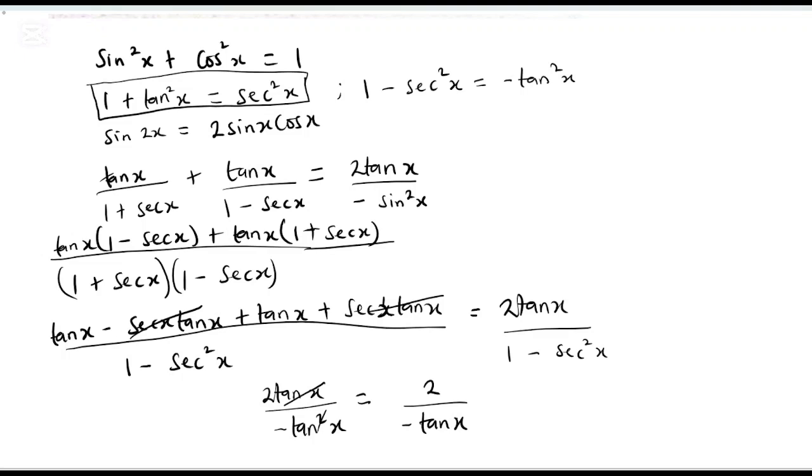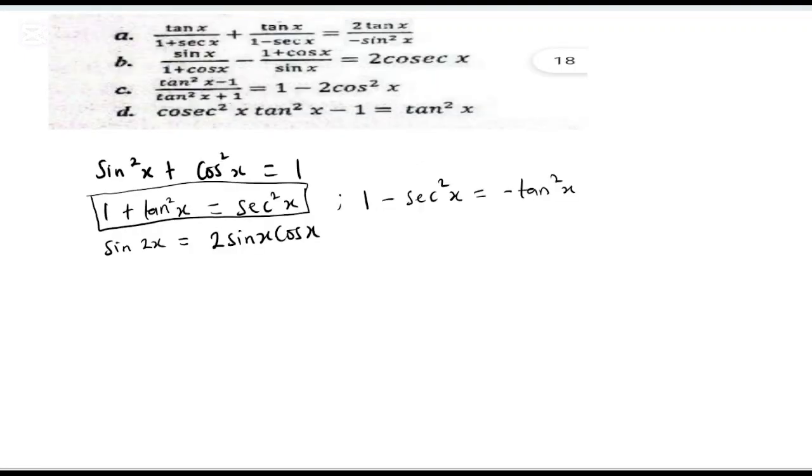So is this equal to the right hand side? The right hand side is 2 tan x over minus sine squared x, which is wrong. So it's safe to assume that the question is wrong. This should be the final answer: we have 2 over minus tan x.